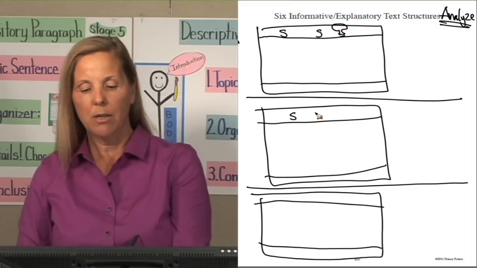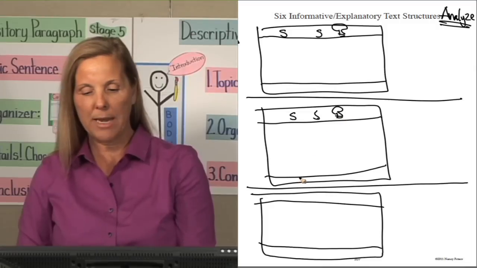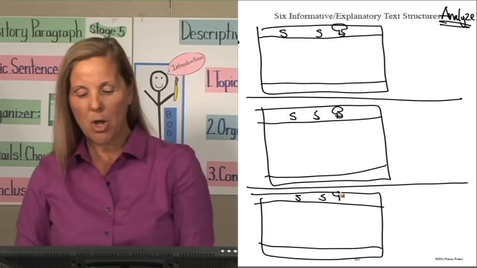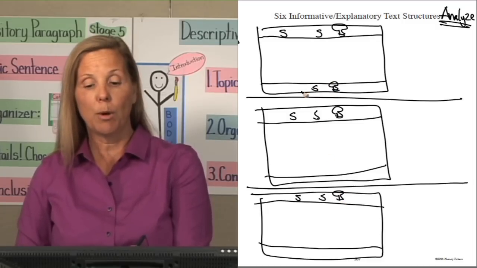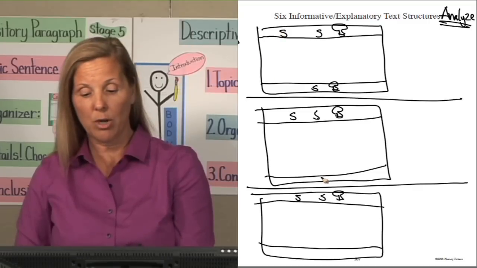SS light bulb for our topic sentences or our big idea. And then the bottom is going to be S light bulb, subject, big idea. We're repeating the topic sentence using different words.